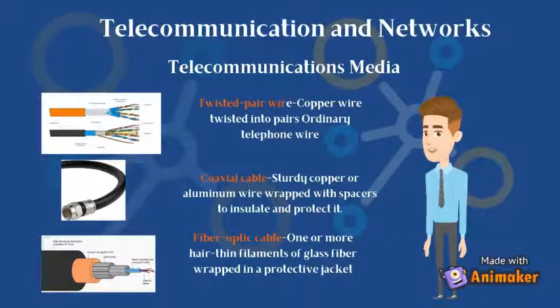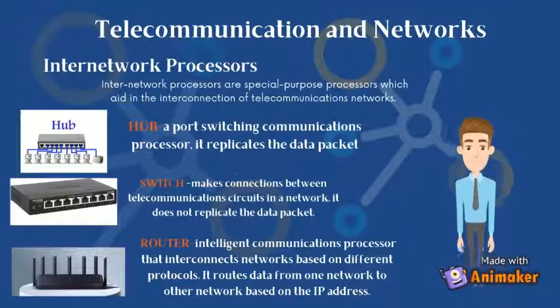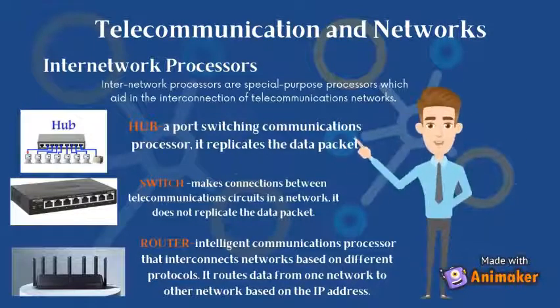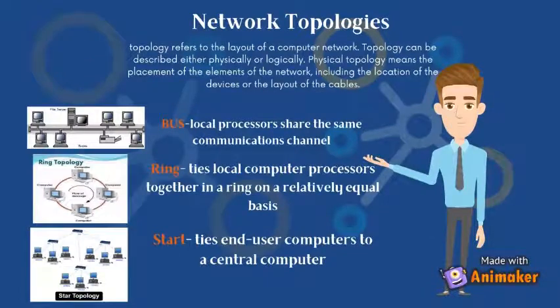We also have telecommunications media. The examples are twisted pair wire, coaxial cable and fiber optic cable. In order for us to establish an interconnection, we need an internetwork processor. Examples are hubs, network switches and routers. Now we need a layout for our network, and that is network topologies. Examples are bus, ring and star topologies.